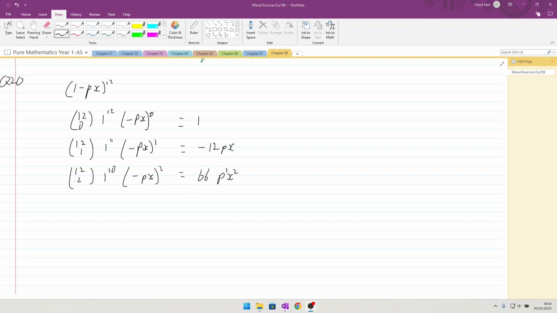Okay, so to write it all out, we are going to have 1 minus 12px plus 66p squared x squared. Okay, part A done. Part B.